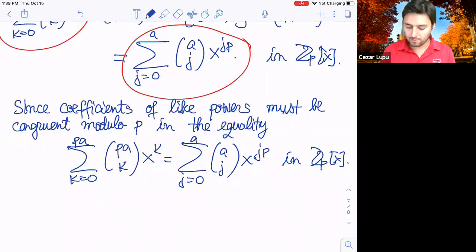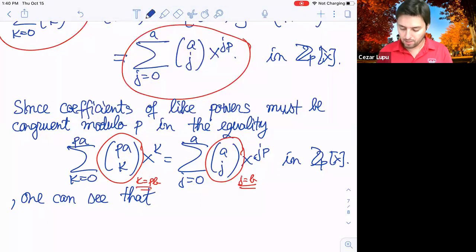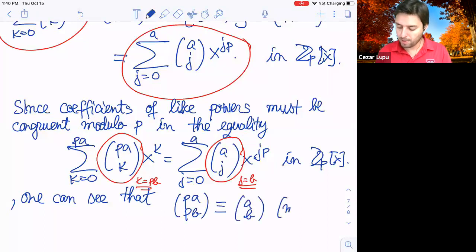We can see that if you look at this guy here, if you look at the last one, it will be the same as this last one. So here I should put k equals pb, and this is for j equals b, sorry. So we see that this will hold true: pa choose pb is the same as a choose b modulo p.